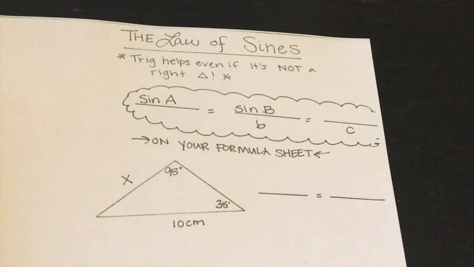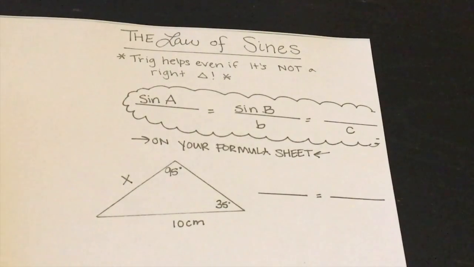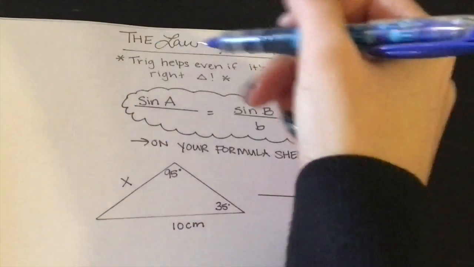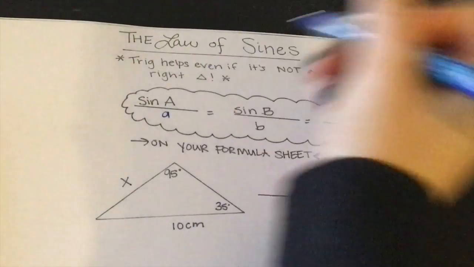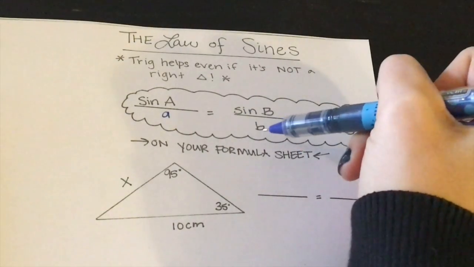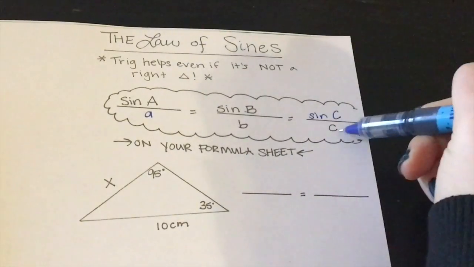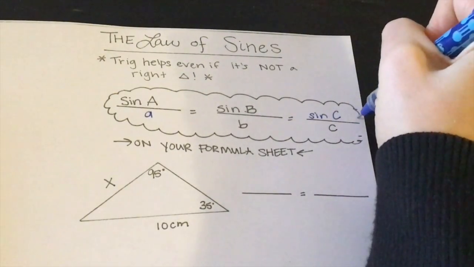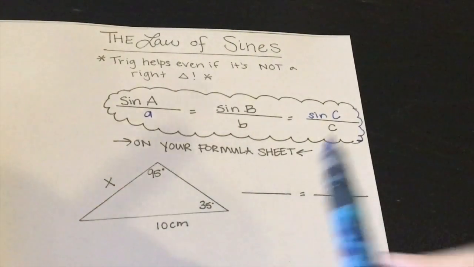So the law of sines and the law of cosines are on your formula sheet. You don't have to memorize them. But keep in mind that same thing we talked about last time, where you have angles and the sides opposite. So the sine of angle A over its opposite side is going to be the same as the ratio between the sine of angle B and its opposite side, and the sine of angle C and its opposite side. It's on your formula sheet.